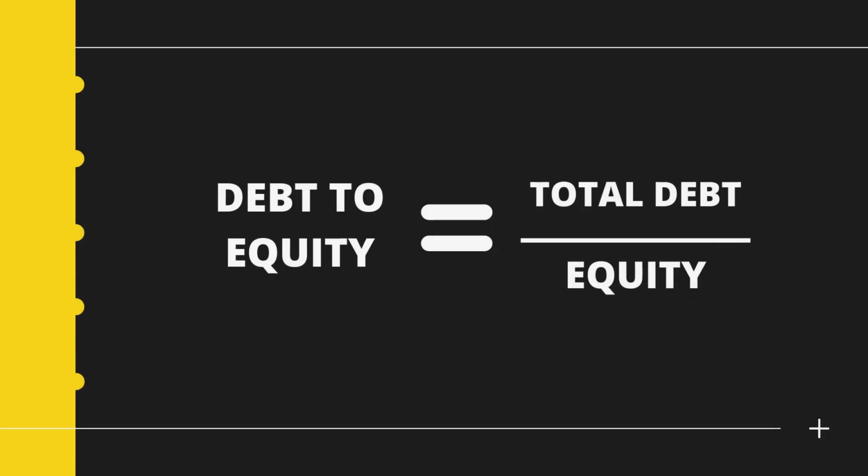Next is the debt to equity ratio. This compares how much debt the company is holding in comparison to its equity. A company that is funded with more equity is generally safer than one with high debt. The formula is just total debt divided by total equity.